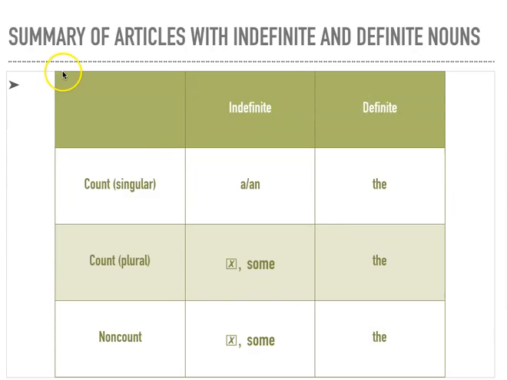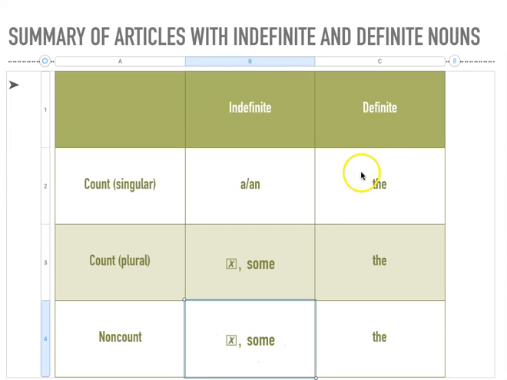Let's look at this chart over here. When we have count nouns that are singular, we use a or an to describe indefinite nouns. When we use count nouns that are plural, we don't use any articles, or we can use some. The same is true for non-count indefinite nouns. We use no articles, or we use some. When we have definite articles, the can be used for both count singular and count plural nouns, as well as non-count nouns.